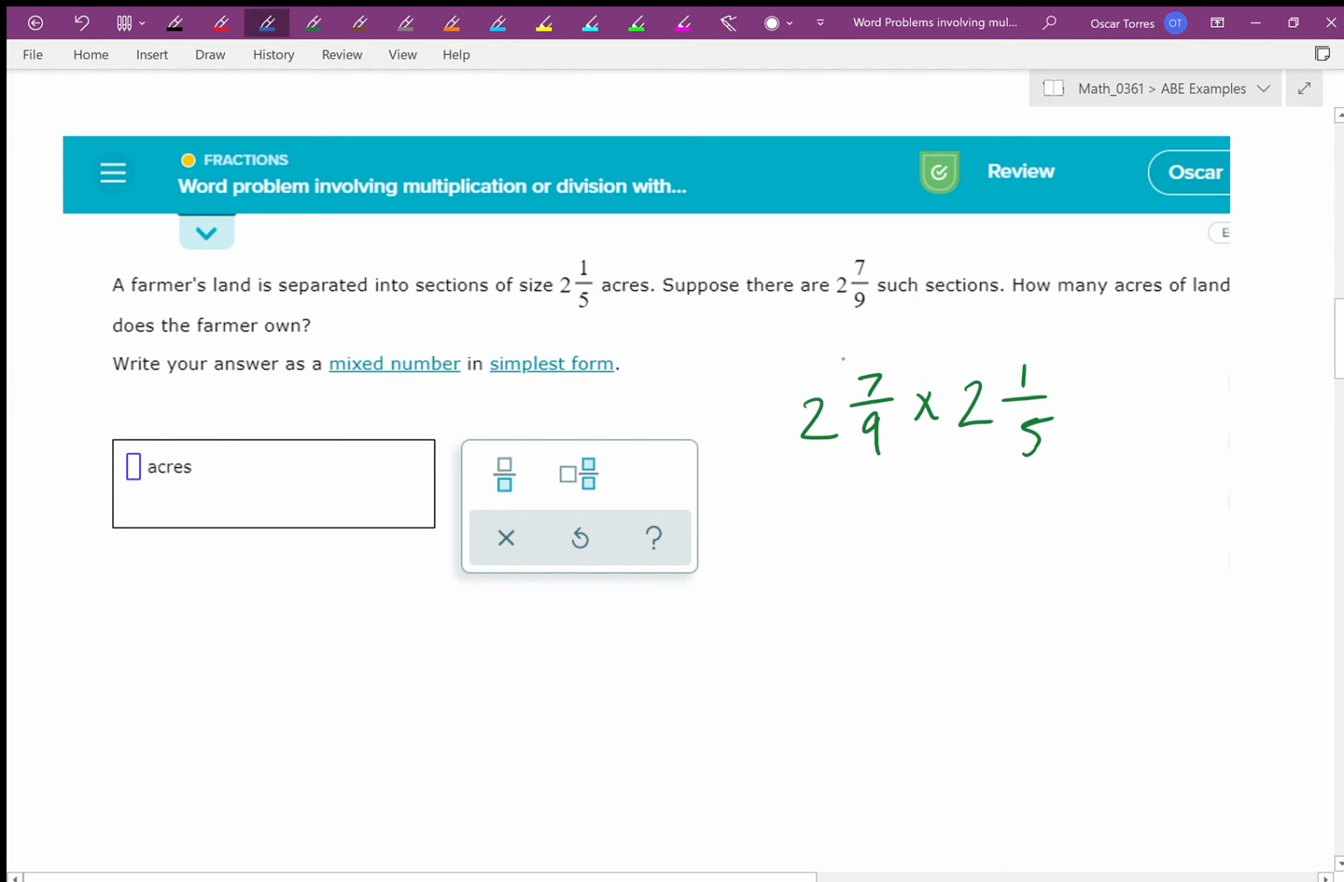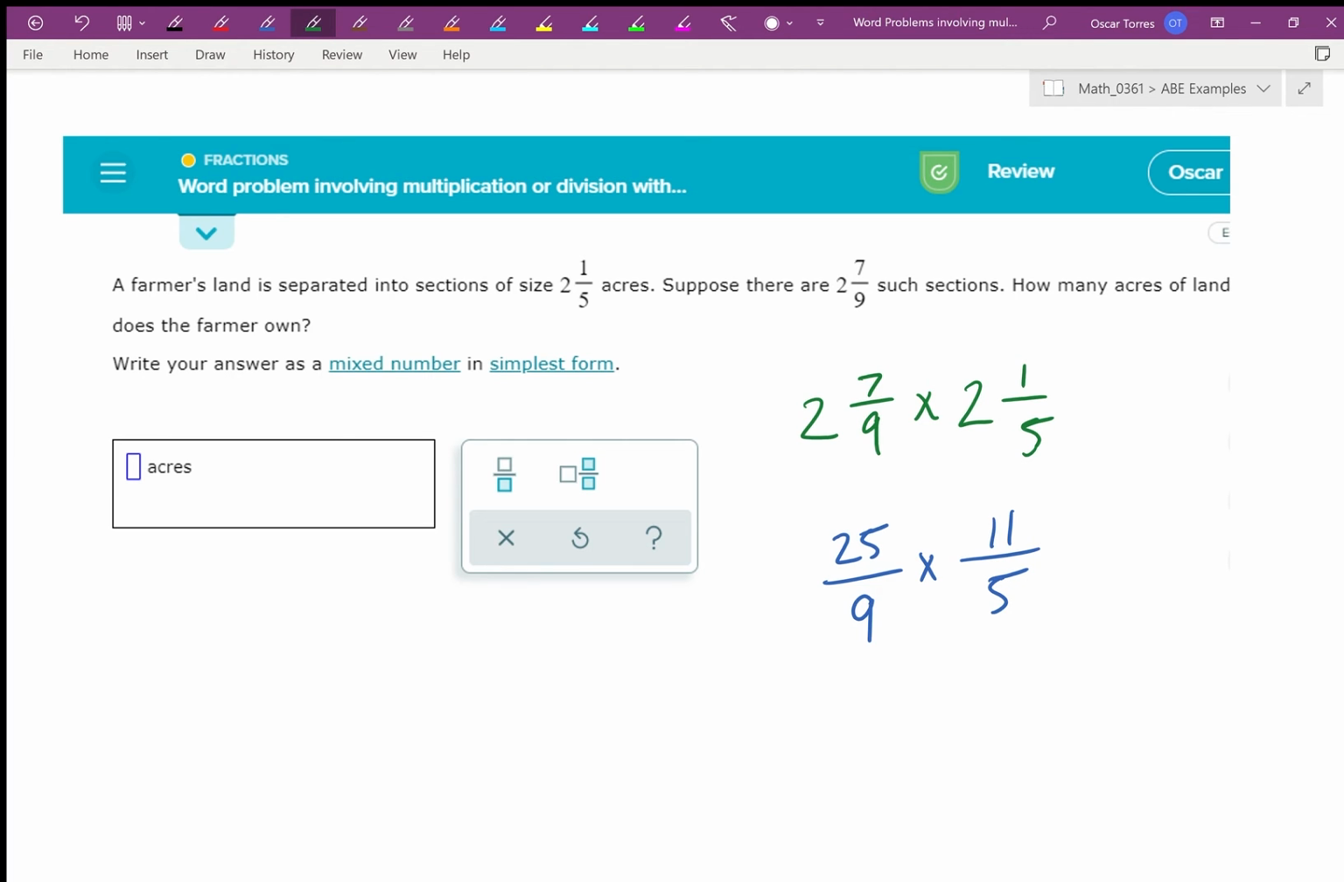And just like the previous problem, we want to go ahead and turn both of these mixed numbers into improper fractions. To do that, we take the whole number, we multiply it by the denominator. 2 times 9 gives us 18, plus 7 gives us 25. So we have 25 over 9 for the first fraction. For the second fraction, we do it the same way. 2 times 5 gives us 10, plus 1 gives us 11.